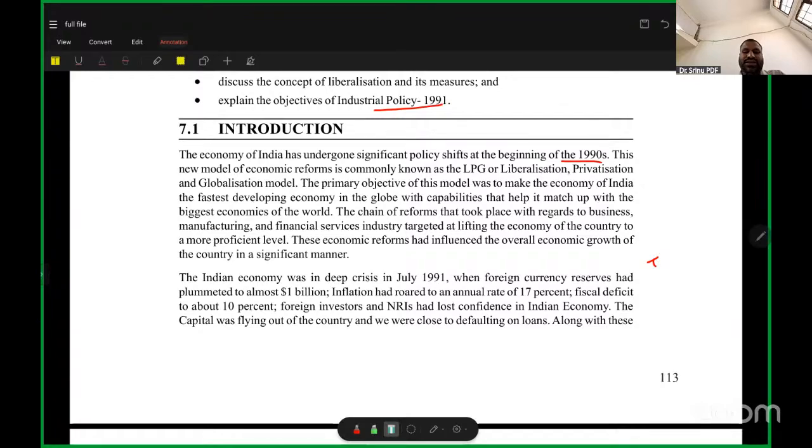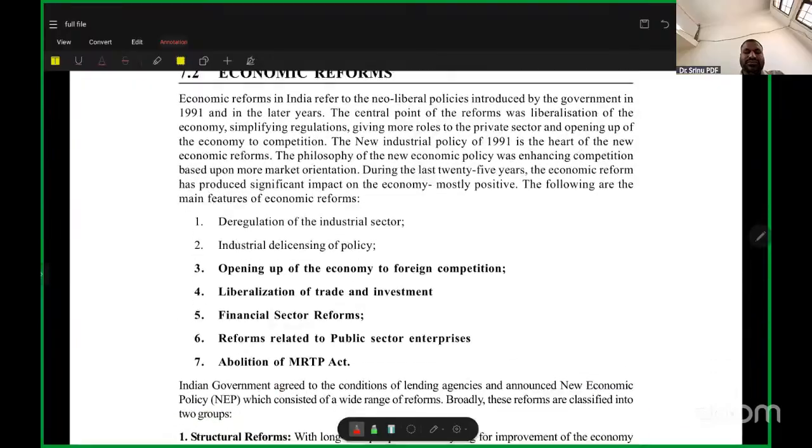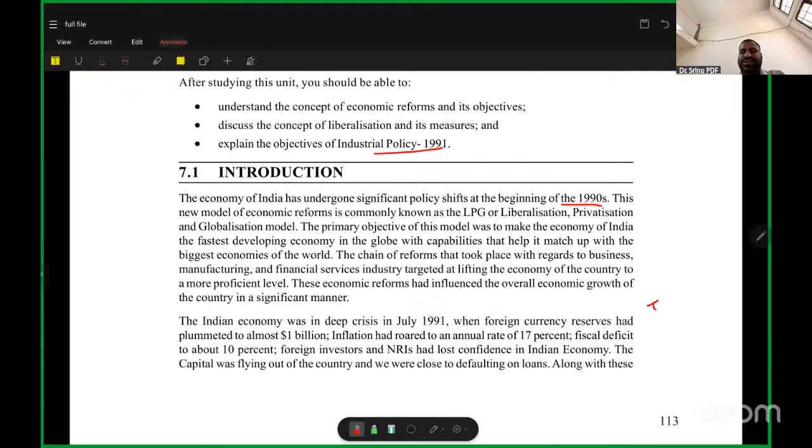So liberalization means what? Liberalization means doing the business liberally without any restrictions and without any conditions. Generally, the primary objective of this model was to make the economy of India the fastest developing. So for the growth of a fastest developing economy, they removed many conditions and many barriers to enter into business.